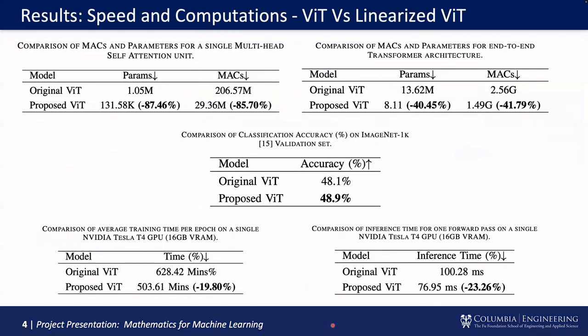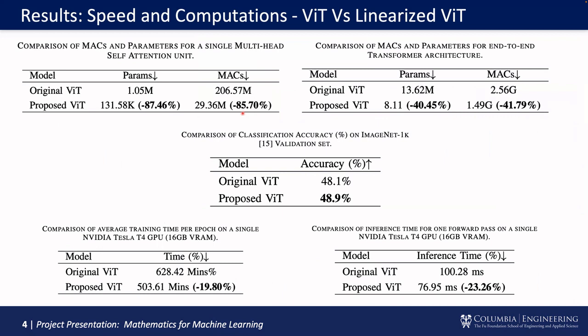So to compare the computational complexity and inference speeds of our proposed linear ViT with the original ViT architecture, we performed several quantitative experiments on the ImageNet 1K dataset, whose results we have on this slide. So the first table compares the total number of trainable parameters and multiplication, addition, accumulation operations required for a single forward pass for both the architectures. It is evident that our method reduces the overall parameter size by 87% and the computational complexity by 85%.